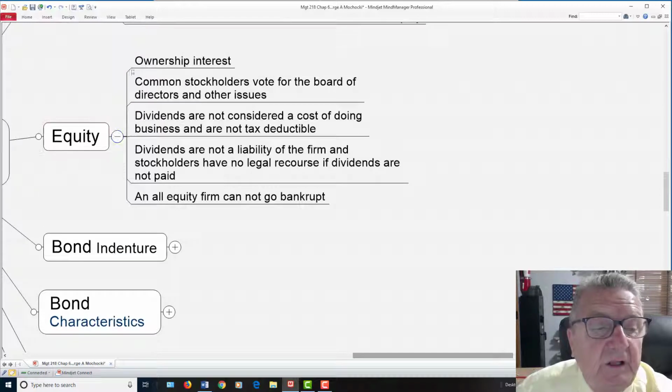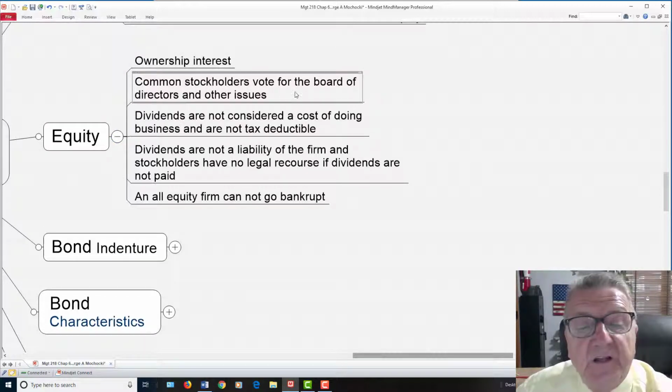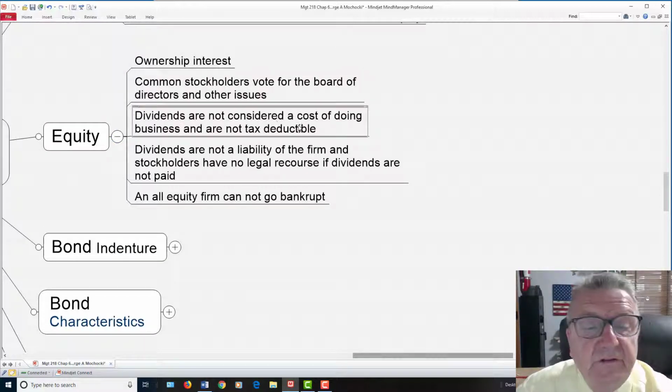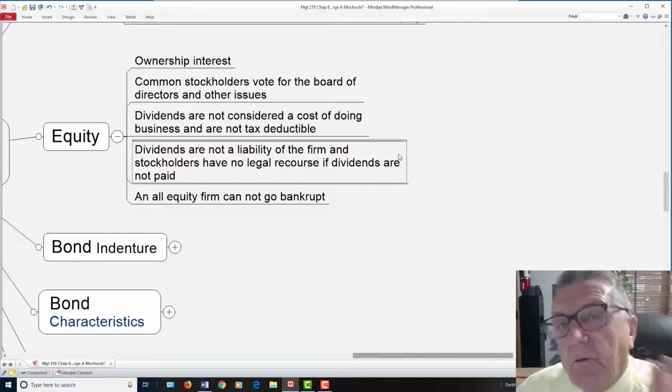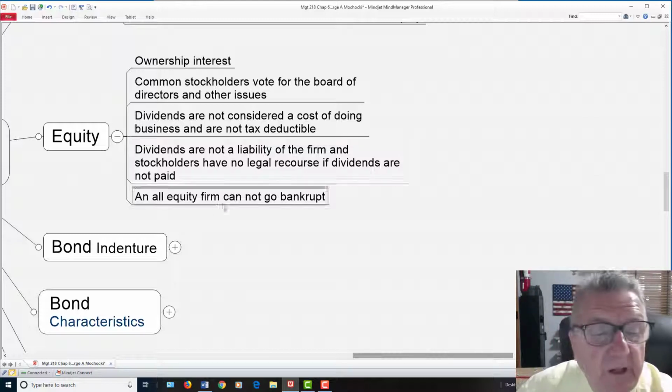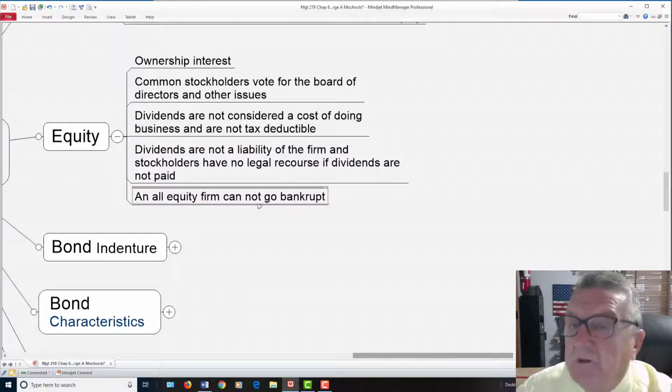What's equity? Equity is ownership interest, common stock, and a vote for the board. Dividends are not considered a cost of doing business, and they are not tax deductible. I have to pay this double taxation we talked about before. Stockholders have no legal recourse if dividends aren't paid, unless you have preferred stock. We'll talk about that later. I'm just throwing this in now. All an equity firm can do is all in equity.